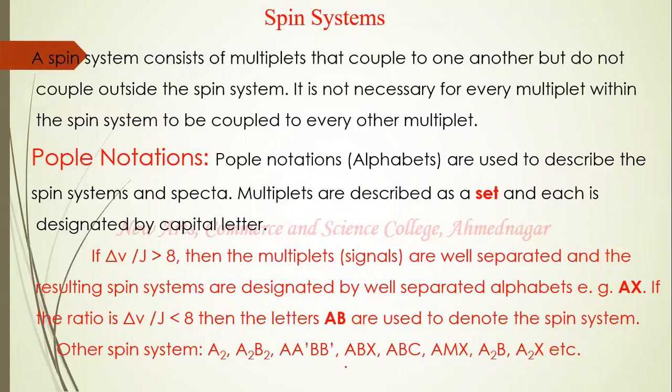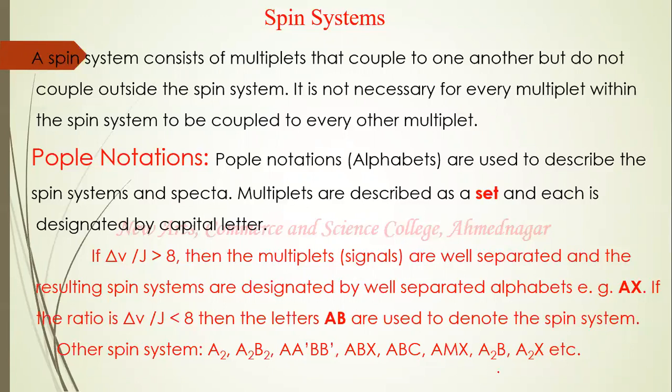Then the ABX spin system is there. There are three protons. Out of those three protons, two have very close chemical shift values, while the third one has a large difference in its chemical shift value from the first two. So that's why the close letters AB are used and the third letter is X, which is away from A and B. Then next is ABC. Again, three protons are there. All the three protons have very close chemical shift values. That's why the alphabets which are close to one another are used.